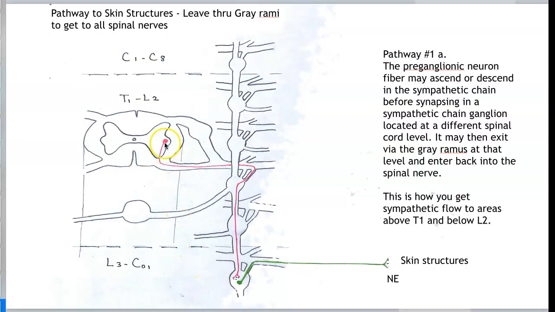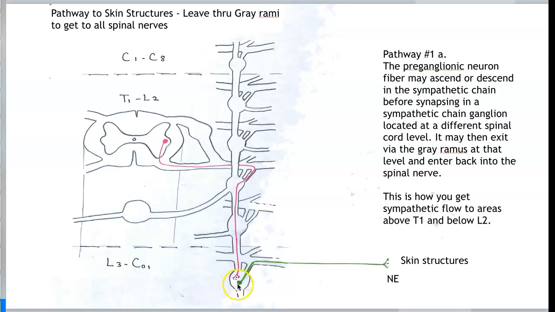Oh, I drew this one so you could see it. So here we're going to skin structures, but we're going to go down the chain. Here we are, the lateral horn, T1 through L2 level. We're going to get on the sympathetic chain through this white ramus communicans. We're not going to synapse in this sympathetic chain ganglia. We're going to take it down. We're going to go down the chain, and we're going to synapse at a lower level sympathetic chain ganglia. That's in levels L3 and below.